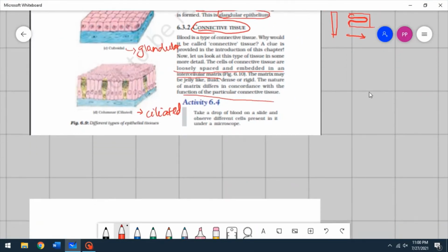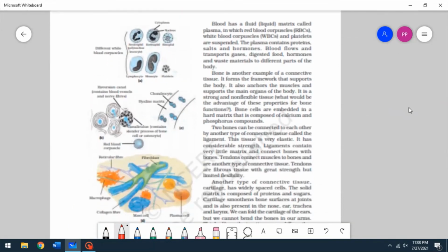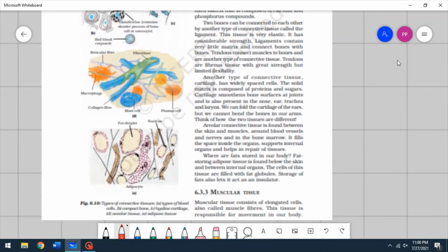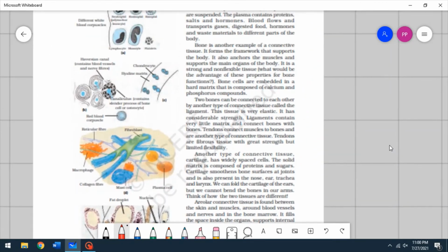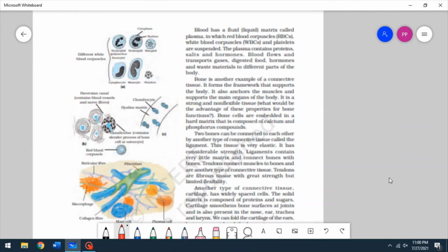So then we have an activity here. This is an activity that involves the use of a microscope, so don't try it at home, unless you have a microscope at home.